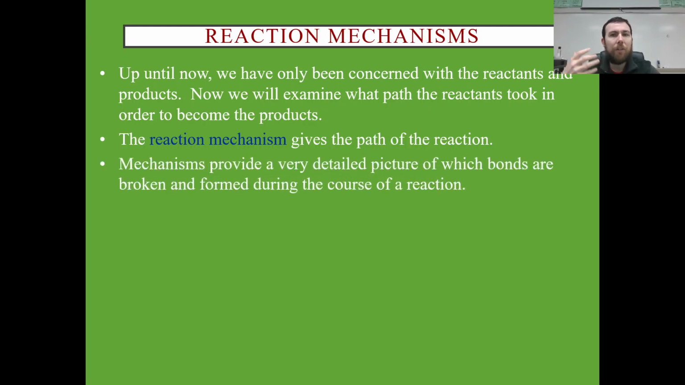Now, what a mechanism can do is provide us with a detailed picture of the bonds that are being broken and what bonds are being formed as this process is taking place, right? Because if you think about it, that's really what chemical reactions are. Essentially, there are bonds that are being broken, and then there are new bonds that are being formed over the course of that particular process. And so our mechanism will provide us a very detailed picture as to which bonds are being broken and which ones are being formed.